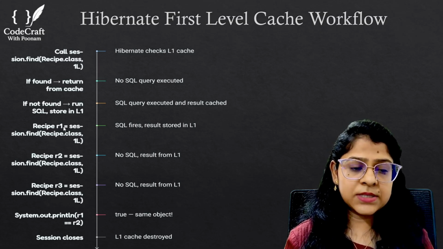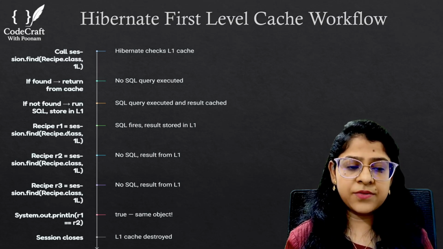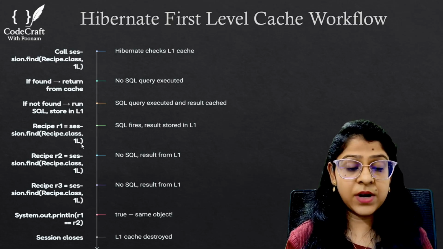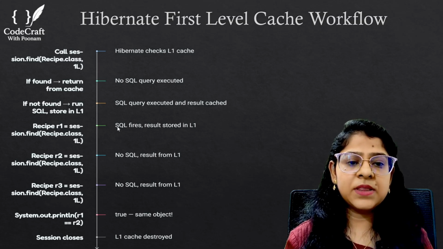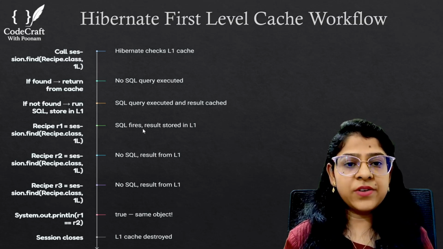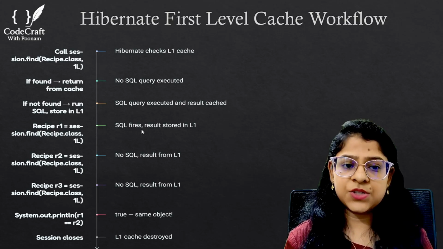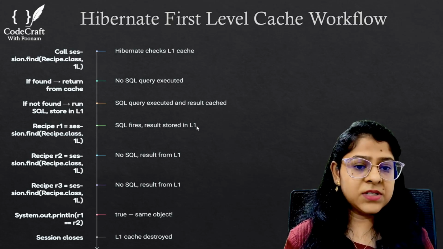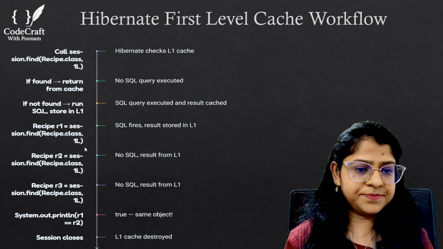Okay, so here you can see this is an example, that is Recipe r1 = session.find, where we are giving the class Recipe, ID 1L. So what will happen here is SQL will fire, and the result is stored in L1. L1 is nothing but our first level cache, right?